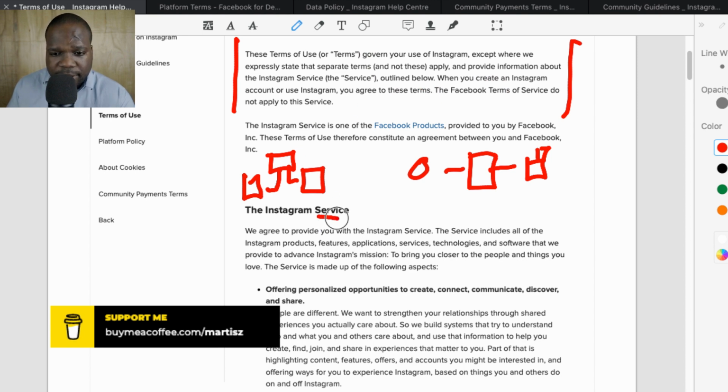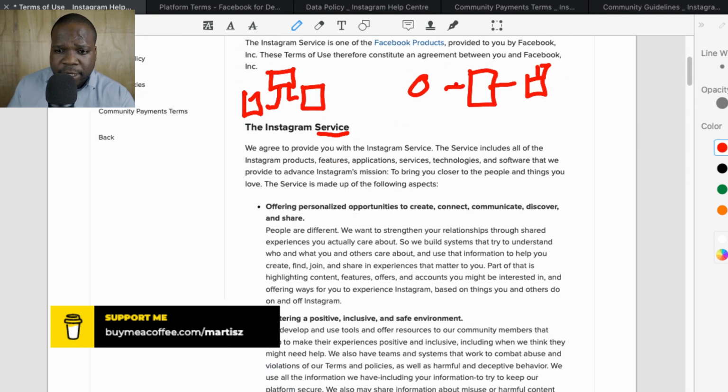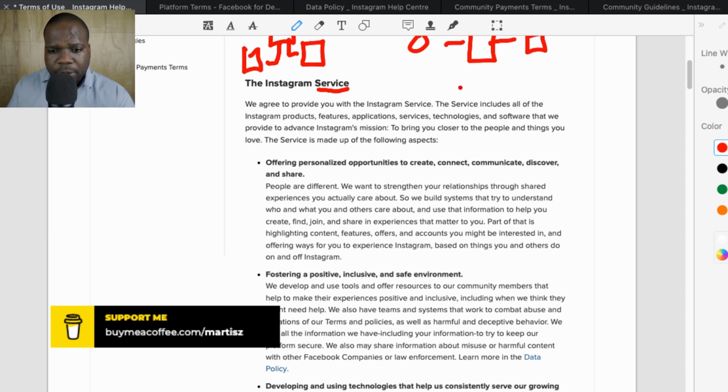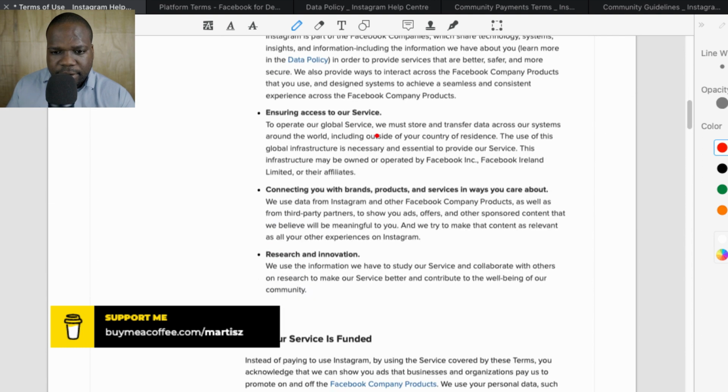Either way, they describe what the Instagram service is. That's what they say. Yeah. So technically, you have an agreement with Facebook. That's technically it, because Instagram is part of Facebook. That's simple. So here you see the services, what they're providing, and that's all it is. We're not going to read that.